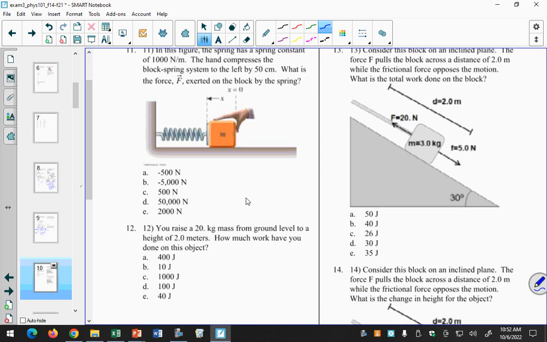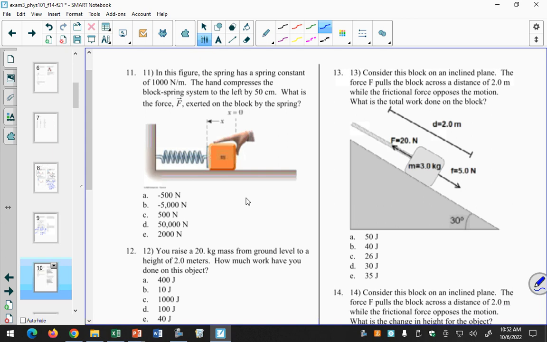Let's look at number 13. Number 13 is like one that we did before. Similar, but it's a little bit different just because it's on an inclined plane. I have this block on an inclined plane. I pull it across a distance of 2 meters. What is the total work being done on the block?